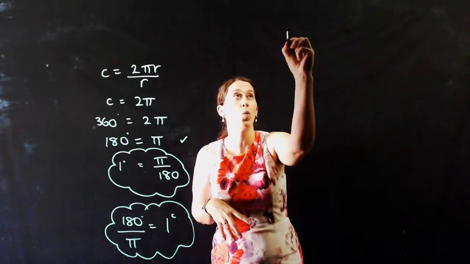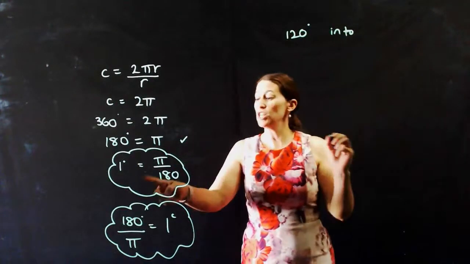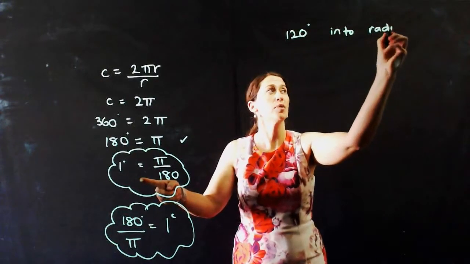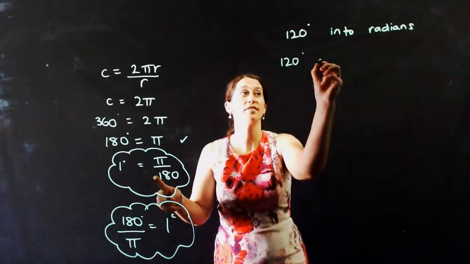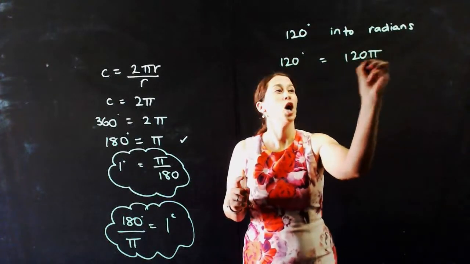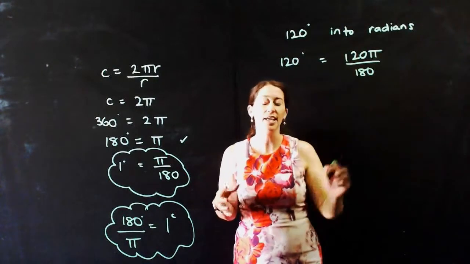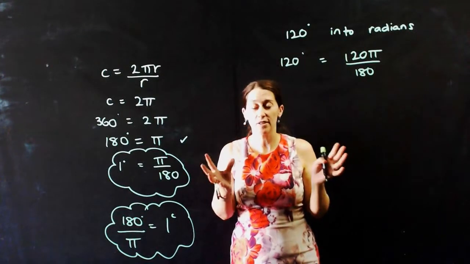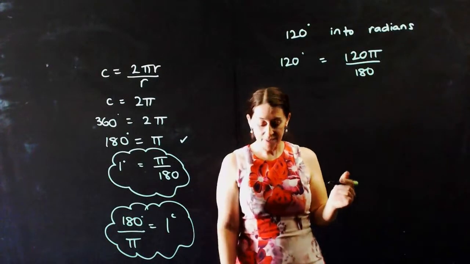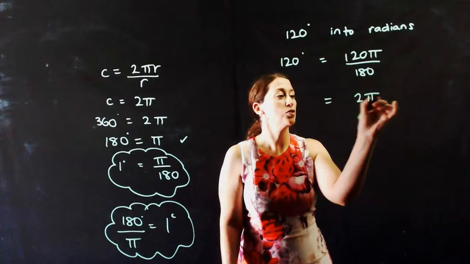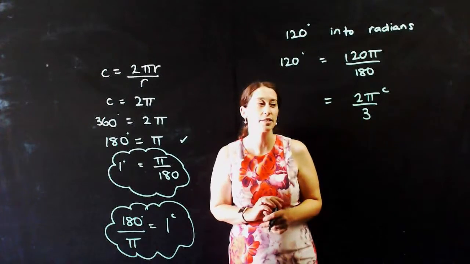So let's convert 120 degrees into radians. I'm going to use this formula here, and I'm going to say, well, if 1 degree is worth pi upon 180, then 120 degrees is worth 120 pi upon 180. It's simply just a case of simplifying the fraction that we have here. Exact radians are always left in exact values using pi. So we cancel it down, we get 2 pi upon 3 radians. So 120 degrees is equivalent to 2 pi upon 3 radians.